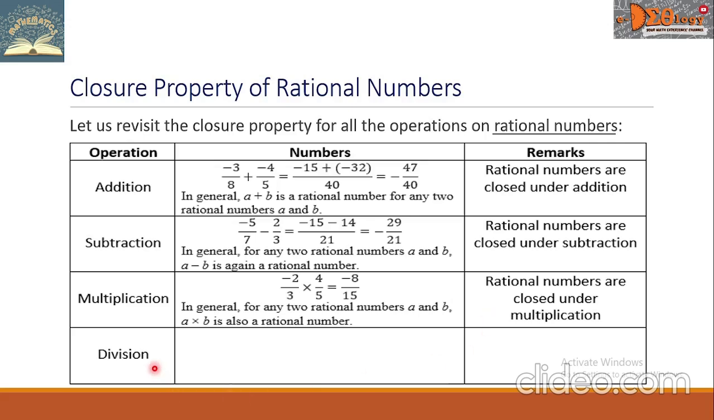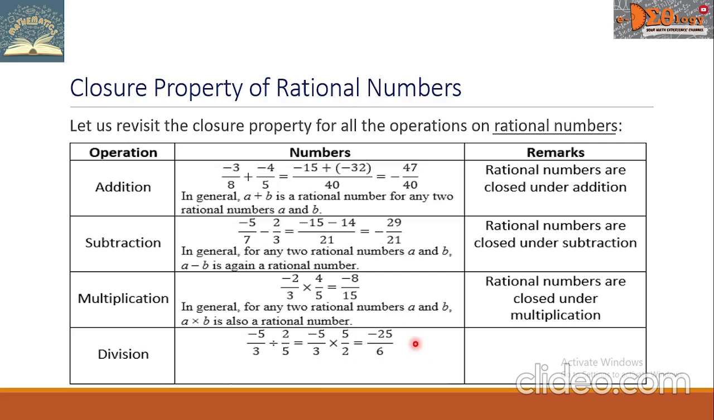Then we go to division. Let us show one example. Negative 5 over 3 divided by 2 over 5. We rewrite this as negative 5 over 3 times 5 over 2. We know that the divisor must be inverted. Then we change the division into multiplication. Then negative 5 times 5 is negative 25 over 3 times 2, which is 6. And this answer is a rational number.